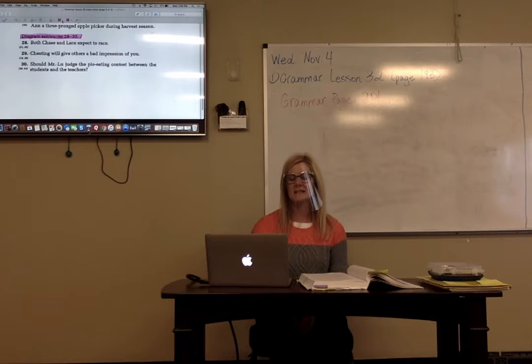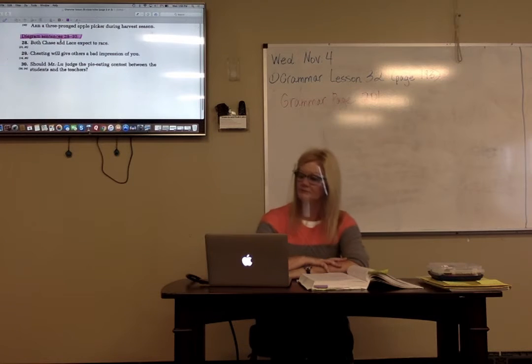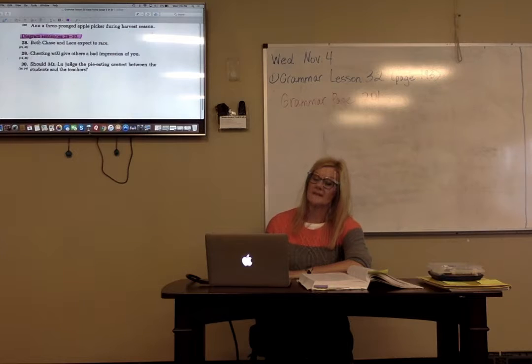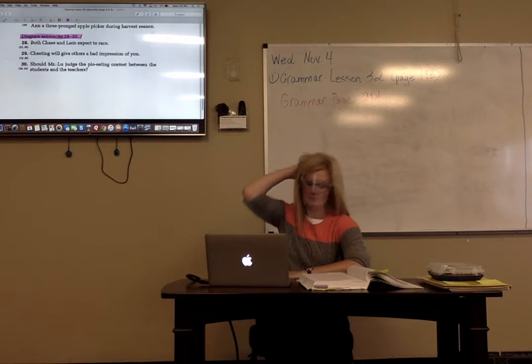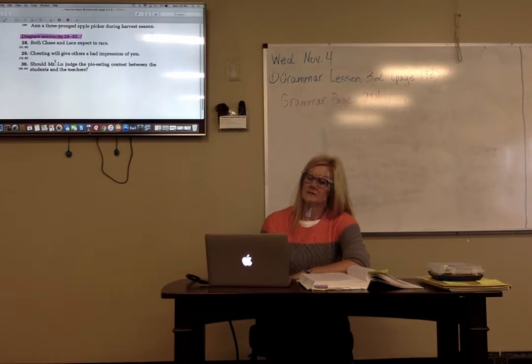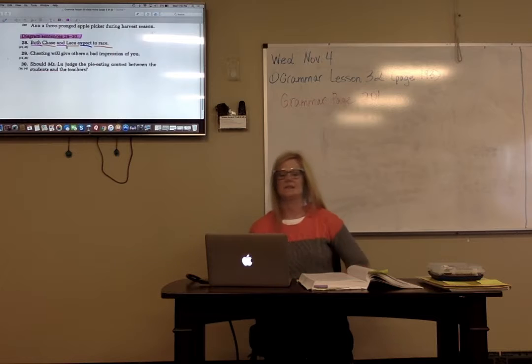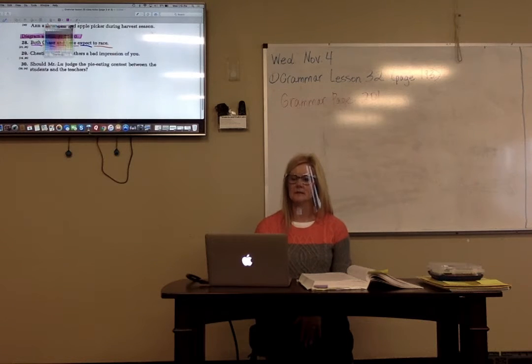Subject, verb, is there a direct object? Highlight it first. It is okay if you highlight them incorrectly. If you make a mistake, it's no big deal. Just learn from it. What's my subject in 28, everybody? Chase. Lace. Okay. What's my verb? Expect. And is there a direct object? Yes. To race. There you go. What is special about Chase and Lace here? They expect to race, yes. All right, so we've got our correlative conjunctions. So Chase and Lace should be diagrammed on a crayon as the subject.